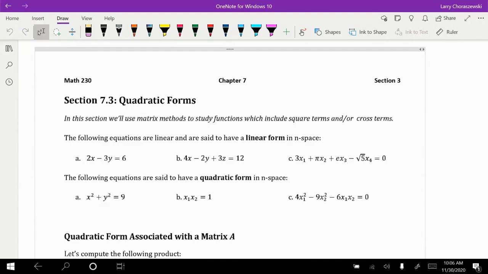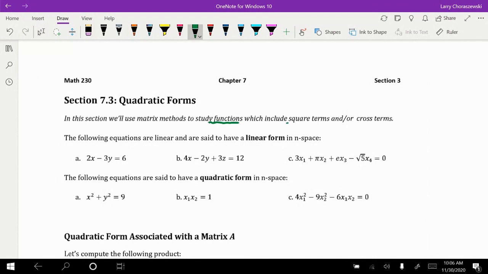I'm telling you. Right now we want to focus on section 7.3, quadratic forms. In this section, we're going to be studying functions which include square terms and/or these things called cross terms. So far, for the most part, our course has been devoted strictly to linear equations, or equations that have what's called a linear form in n space.